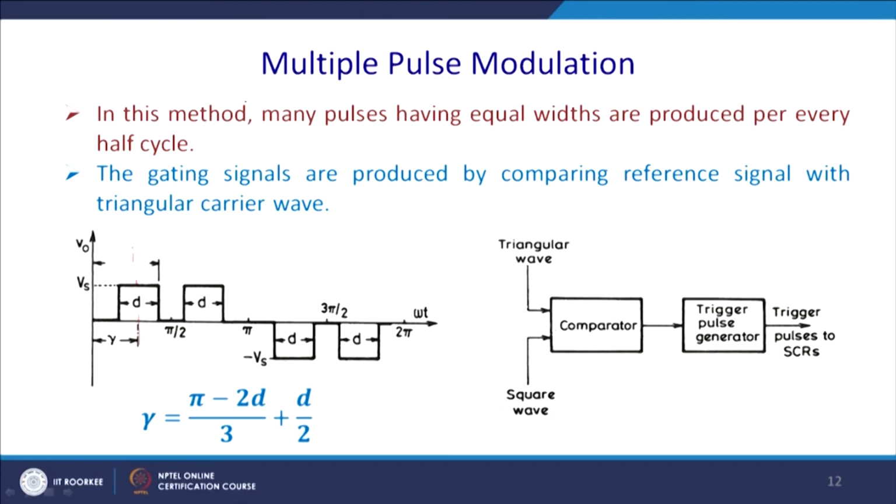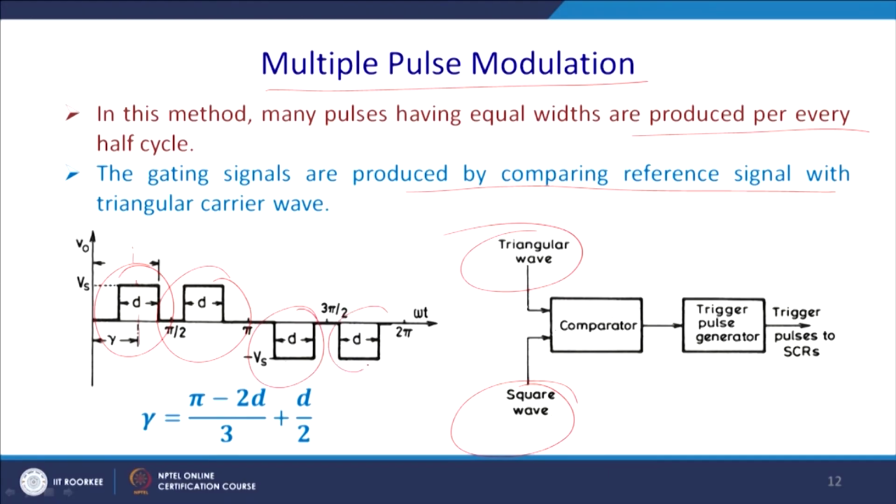In multiple pulse modulation, many pulses of equal width are produced per half cycle. The gating signals are produced by comparing the reference signal with the carrier signal. This is a triangular wave, this is a square wave, and there will be a comparator. The comparator will give a trigger and you will switch on and off. So, you will have 2D, D, D, D and so on.